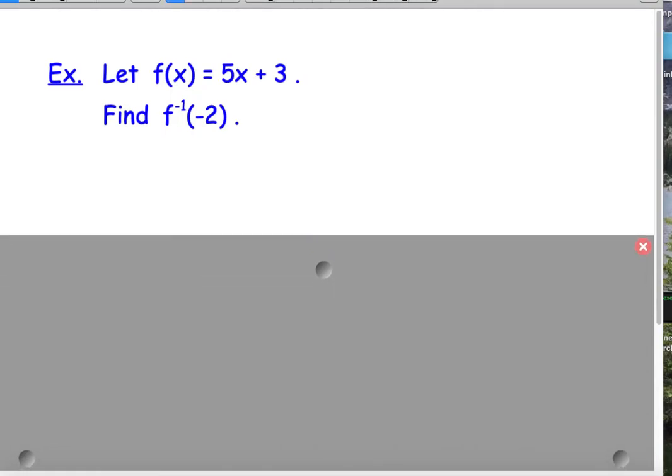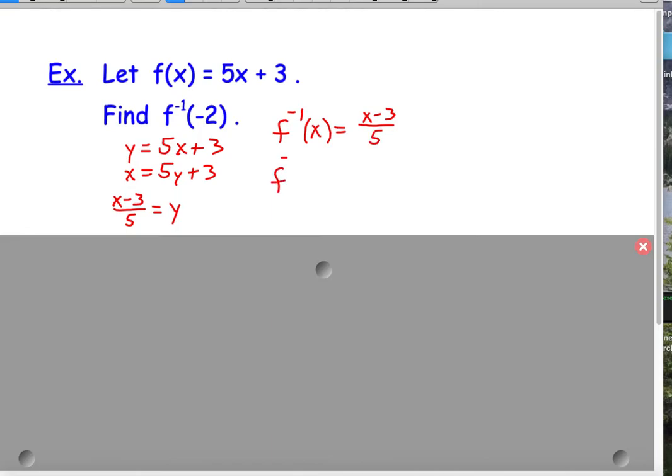First way, which most students would do the first time, is they'd say, okay, let me figure out what the inverse is. Let's write it as y equal 5x plus 3, switch the x's and the y's, and solve for y. Subtract 3, divide by 5. There's my inverse. So f inverse of x, the general inverse, is x minus 3 over 5. So now I can evaluate f inverse of -2 and just plug it in. So I'm going to get -2 minus 3 over 5, and that gives me -1. So that's one way to do it.